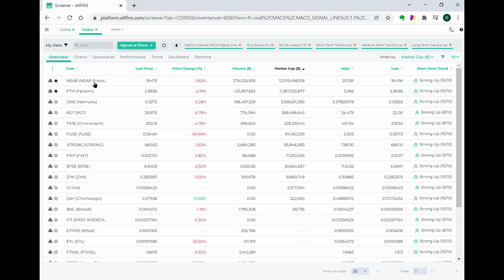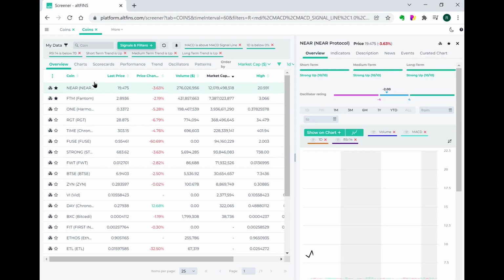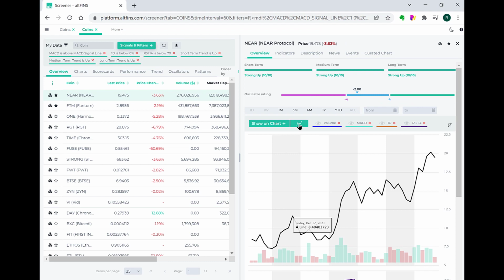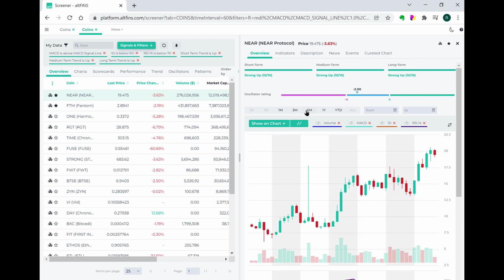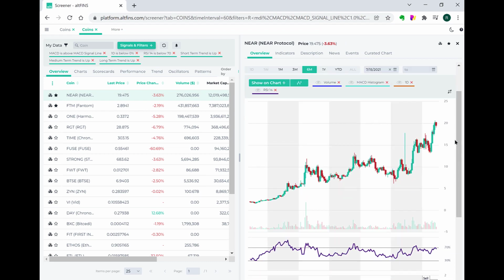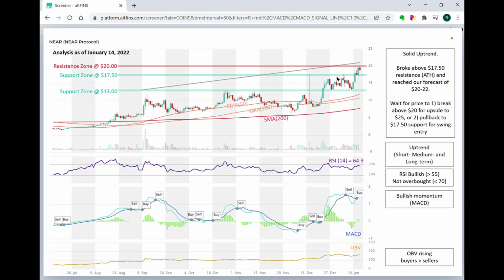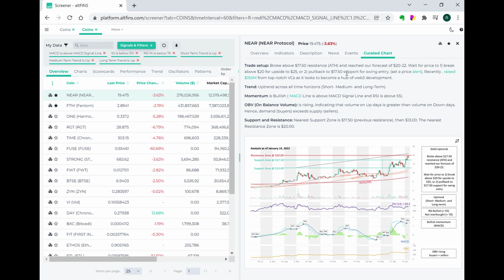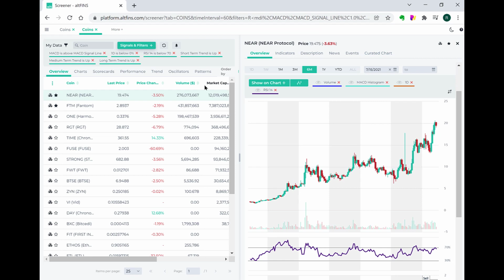We can see NEAR is on it, right? So it certainly is in an uptrend. We talked about it the last couple of days. It's pulled back a little bit today, but it's recently had a nice breakout above the 1750, if I recall correctly, 750 resistance zone, which now has become a support zone, and we think that this coin is headed to $22, and so that's one on the list here. The other one is Fantom, right?